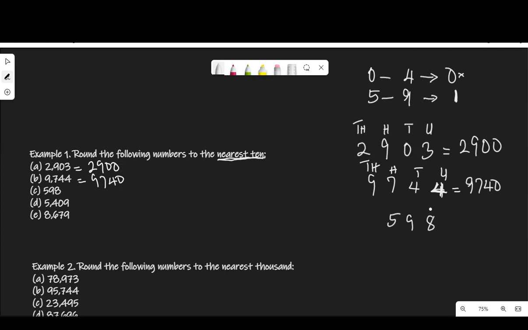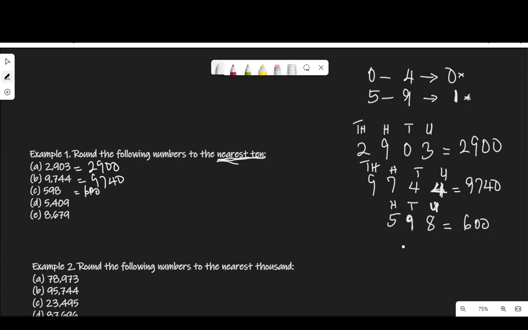Again, we write them in terms of their place value. The place value of 8 is unit, 9 is 10, and 5 is 100. We are rounding towards the nearest 10. The digit in 10 position is 9. The next digit to it is 8. 8 is in this range, so it's going to round to 1. Then 1 plus 9 is 10. We cannot write 10 there, so we need to shift the 1 here, so that this number to the nearest 10 is 600.